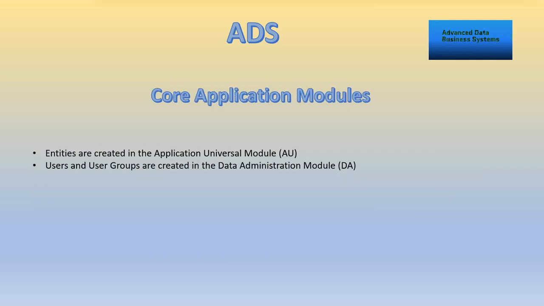The core of the ADS includes two modules, among others. The Application Universal module is where entities, i.e. people, are defined. The user table is part of the Data Administration module, and it links to the entity table. User groups are also in the Data Administration module, and it is managed by a Data Administrator.